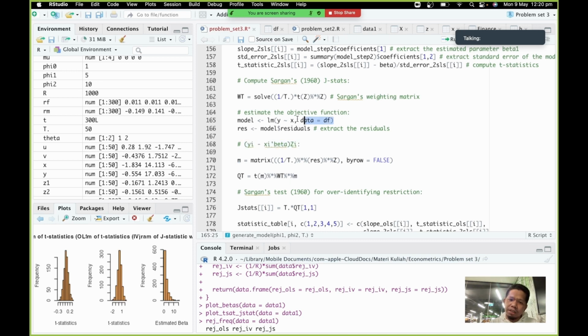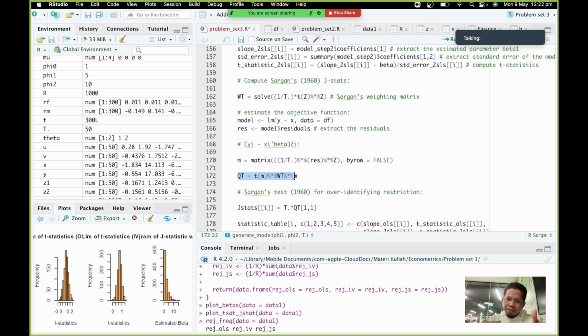In terms of the code here, first I define the model, and then I take the residual, and that's what we got here. And then next we multiply this by Z, which is the matrix Z we defined, x1 and then z1 and z2, for the instrumental variables. So we actually multiply the residual with the instrumental variable to get the Qt. Qt is the equation that we want to compute the G. So Qt here is y minus xi prime beta.